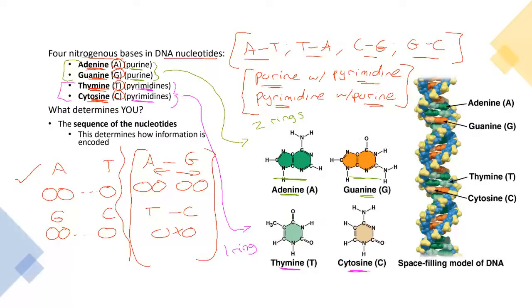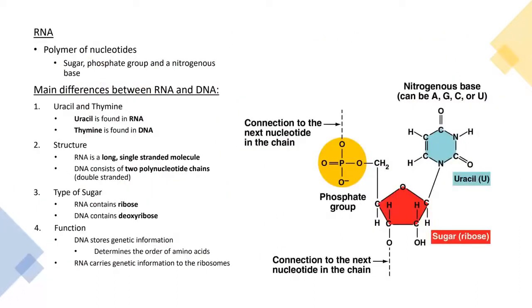Let's finalize this chapter. RNA. RNA is also a nucleic acid. It's a polymer of nucleotides. It has a ribose sugar, a phosphate group, and a nitrogenous base. The sugar for RNA is going to be ribose sugar.